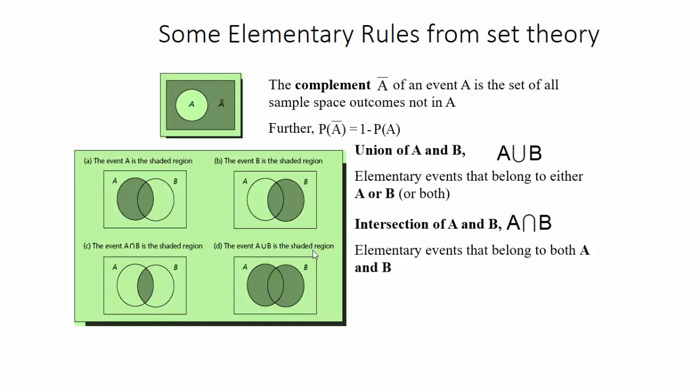A intersection B means A and B. The elements need to be present in both A as well as in B, the common points of intersection of two sets, as represented here. A intersection B, the common points between the set A and the set B.